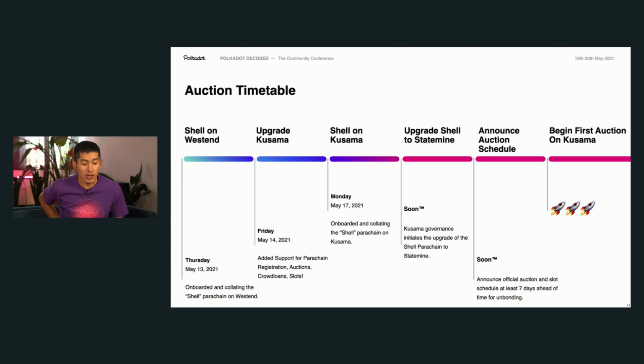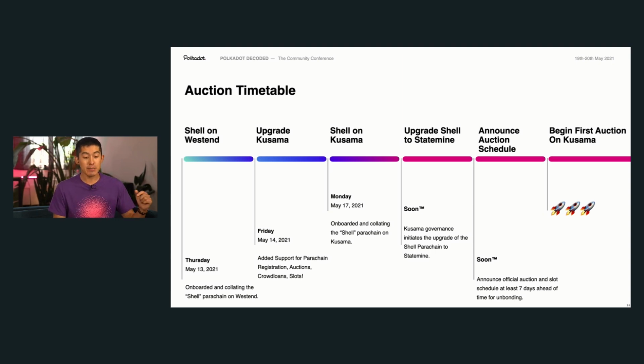So at the high level, you saw last Thursday, we onboarded and got the Shell parachain running on Westend. On Friday, we actually upgraded Kusama to support all of the parachain registration, auction, and crowdloan process. So that's already there on Kusama. Then this Monday, we actually onboarded the Shell parachain to Kusama as well. The next steps will be coming soon, which involves upgrading the Shell parachain to Statemine, which is basically the assets parachain for Kusama. It's like Statemint, but it's for Kusama.